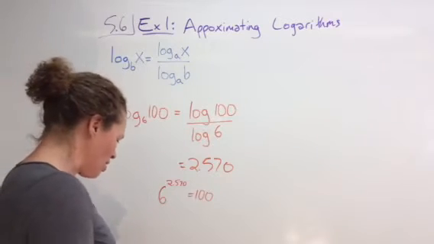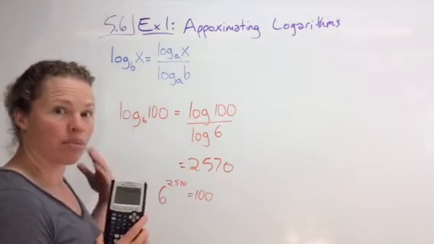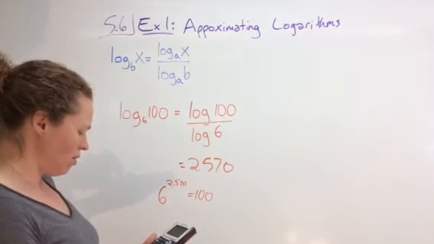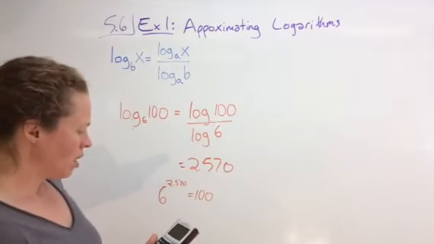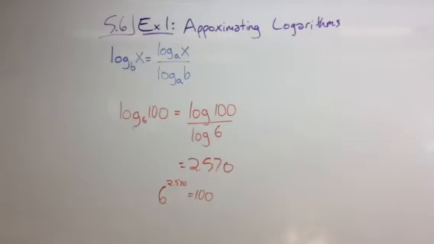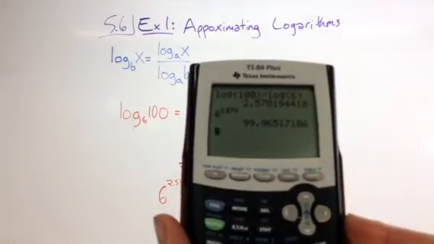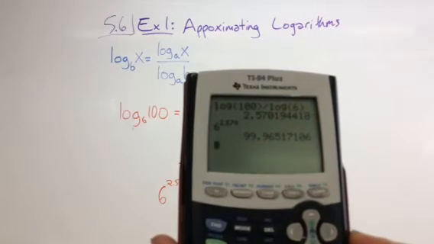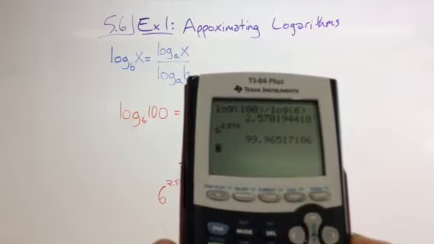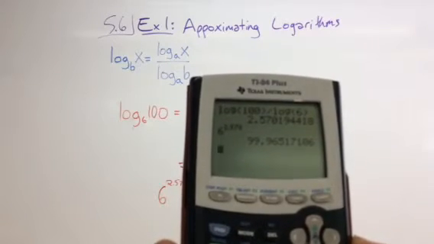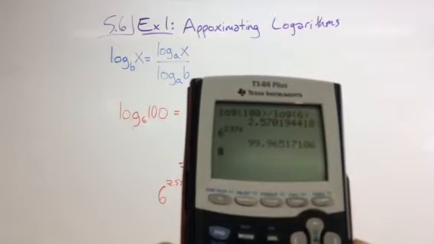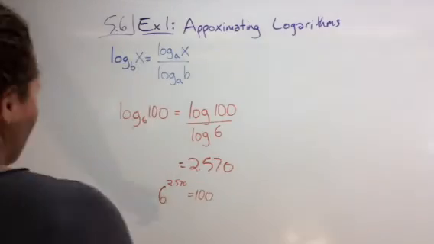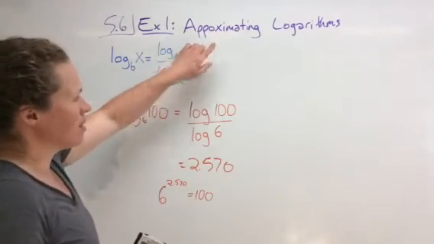And if we want to check, because we can't use the exact value, we approximated, we would actually type in 6 to the power of 2.570. And what we end up with is 99.965, and so on. So it gets rounded using significant digits, but you can see that it is a slight approximation because it didn't actually give us 100. If we had written 6 to the power of the full answer, we would have gotten 100. But that's not what we wrote down here. That's not what we approximated.